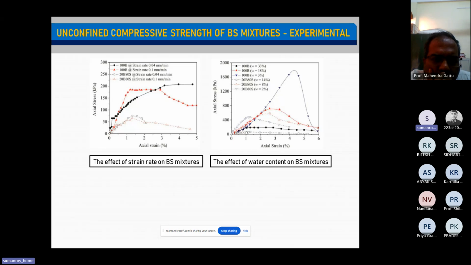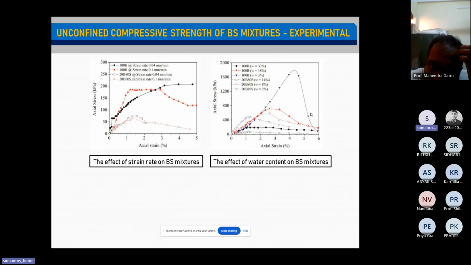Here the tests have been performed at two different strain rates, 0.04 millimeter per minute and 0.1 millimeter per minute. In both cases, these solid lines represent 100 bentonite, while these dotted lines represent 20 bentonite 80 sand. In both cases, we see that the axial stress, which is similar to the compressive stress, gives the same values. On the other hand, if you vary the water content, we see that the compressive stress is actually changing significantly.